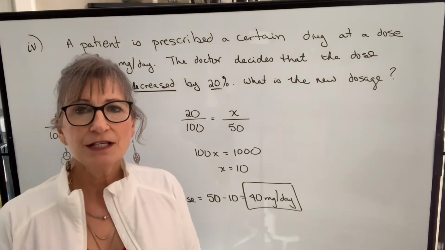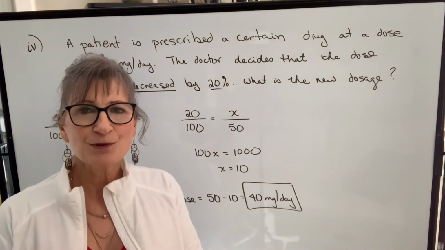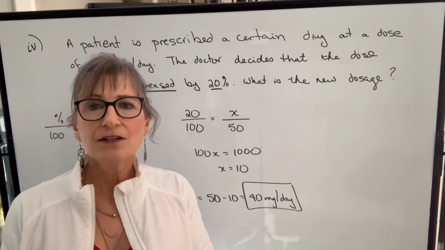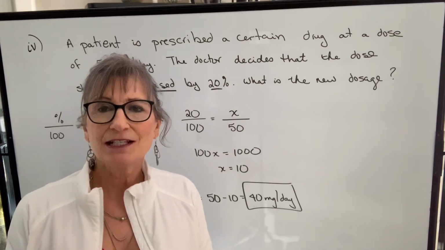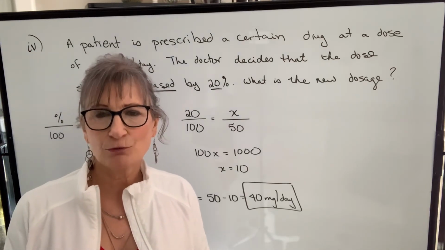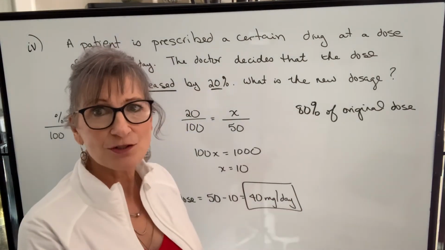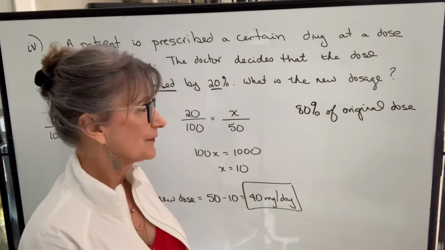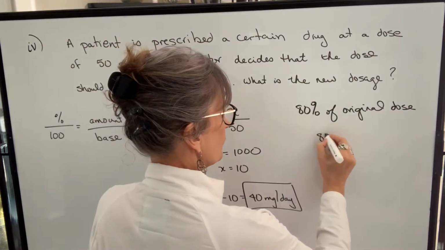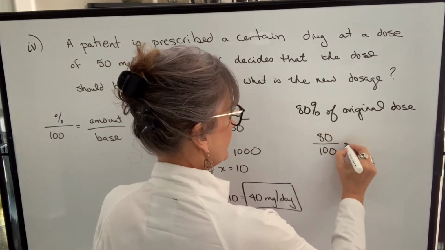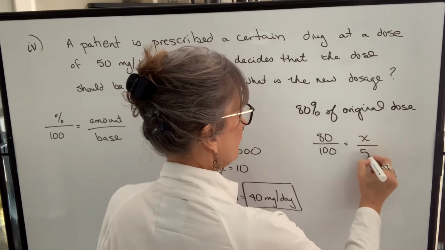The other option is to find 80% of the original dose, because if the dose is decreased by 20%, that means that 80% of the original dose must be administered. 100% minus 20% is 80%. So now we set it up, 80 goes over 100, that's our percent. We want to find 80% of 50.